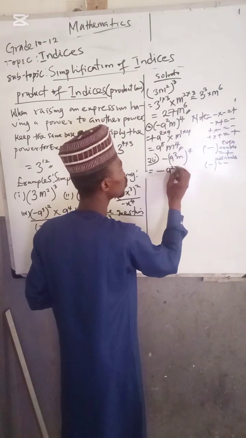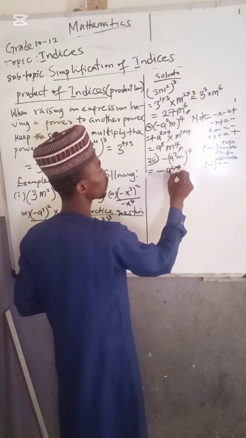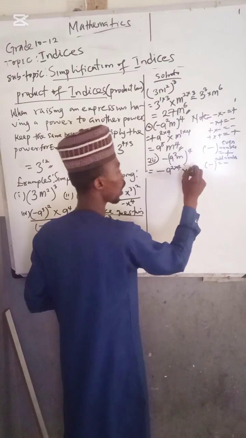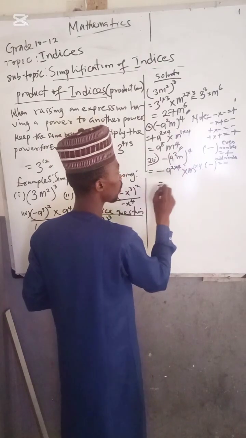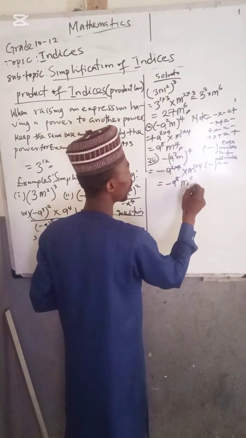A raised to power of 2. Since it's the same base, multiply the power times 4. Then times m, what's the number of m inside the bracket? This 1 times 4. So we have what? Minus a raised to power 8, then m raised to power 4.